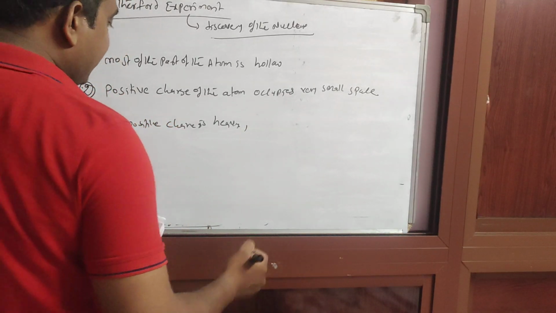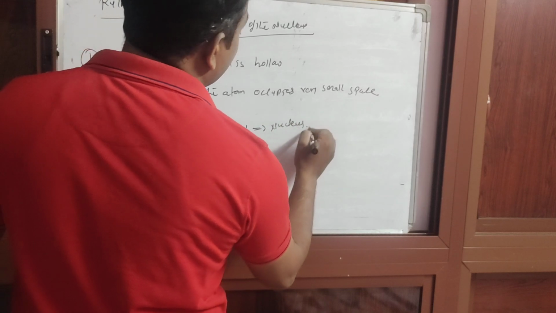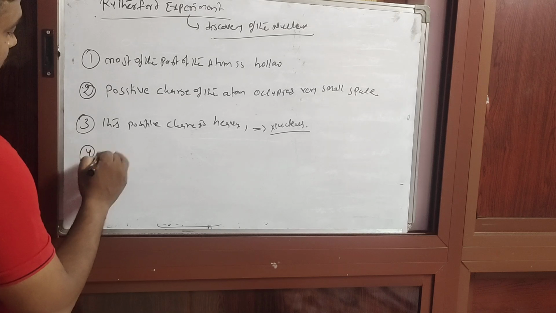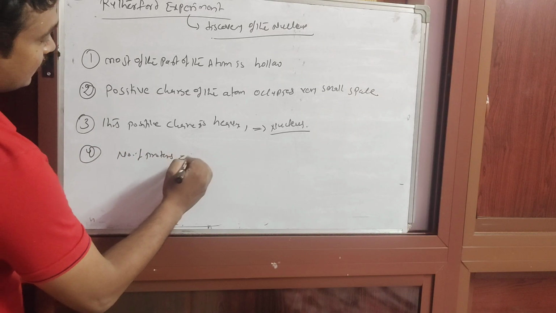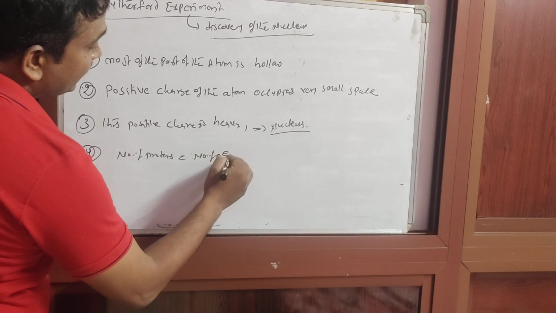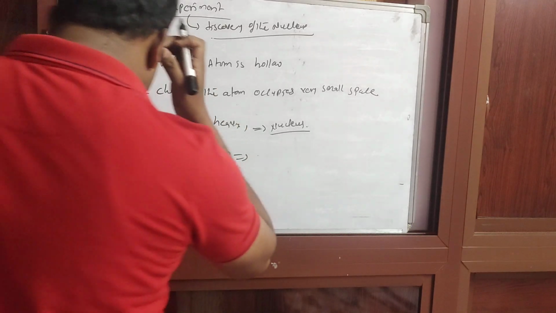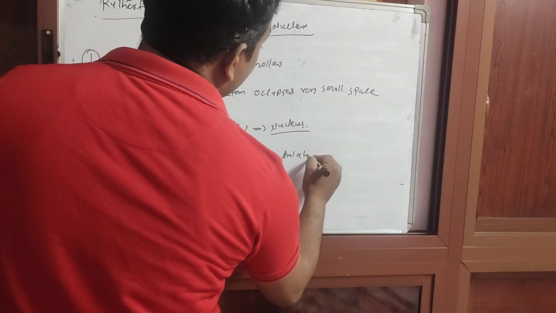There is something very heavy in the atom. This is called the nucleus. Yes, he found the nucleus. Next, the number of protons is equal to the number of electrons. That's why the atom is neutral.